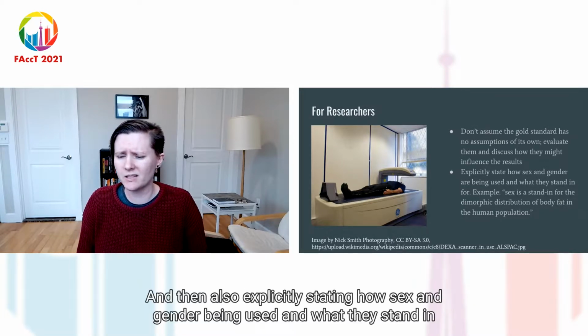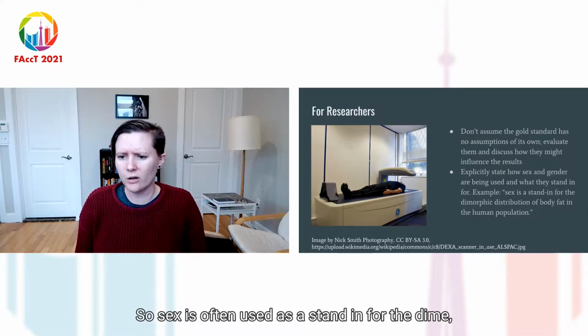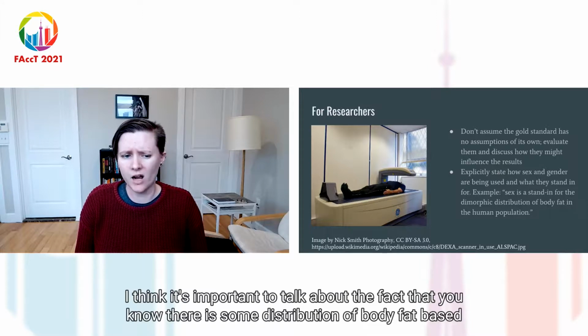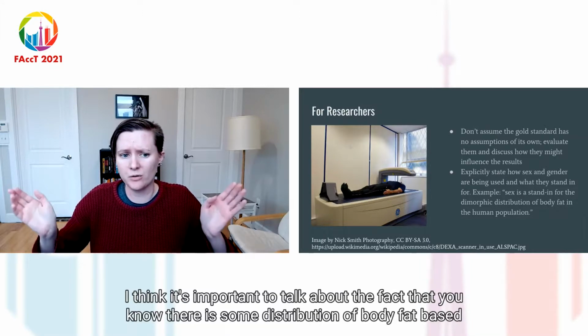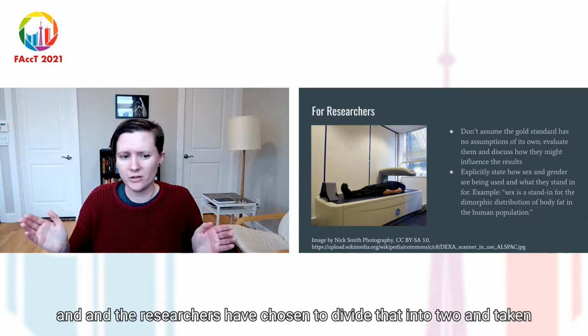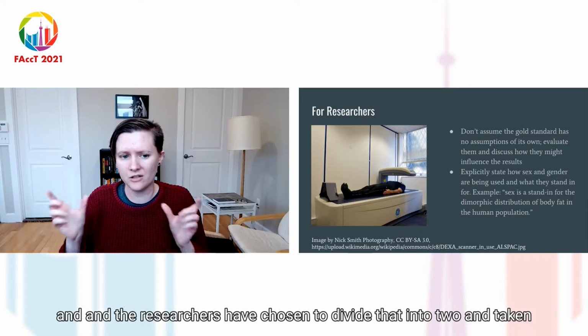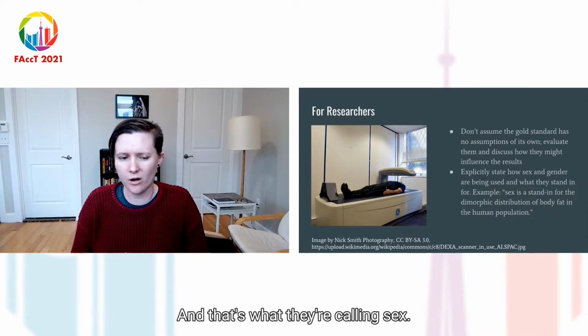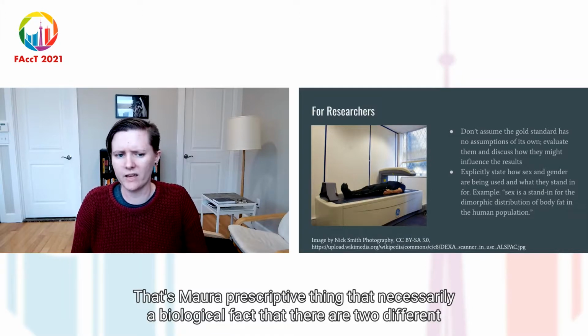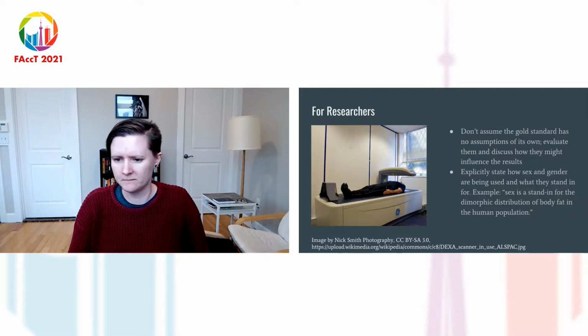And then also explicitly stating how sex and gender are being used and what they stand in for. So sex is often used as a stand-in for the dimorphic distribution of body fat in the human population. I think it's important to talk about the fact that there is some distribution of body fat based on many, many different parameters. And the researchers have chosen to divide that into two and take an average. And that's what they're calling sex, and that's how they're using sex. And be clear that that's more a descriptive thing than necessarily a biological fact that there are two different sexes.